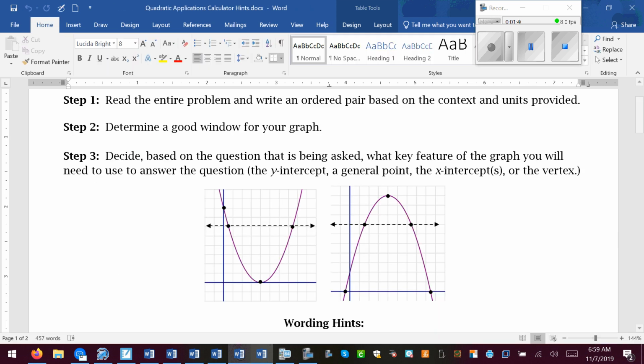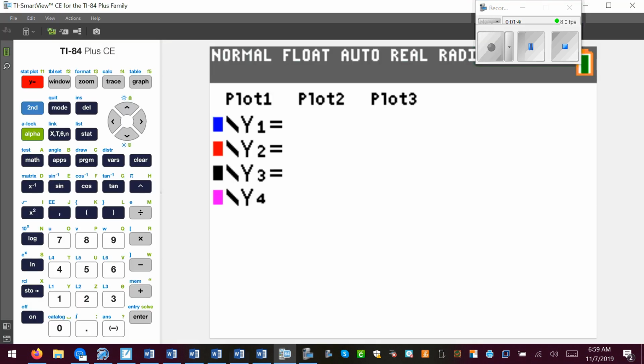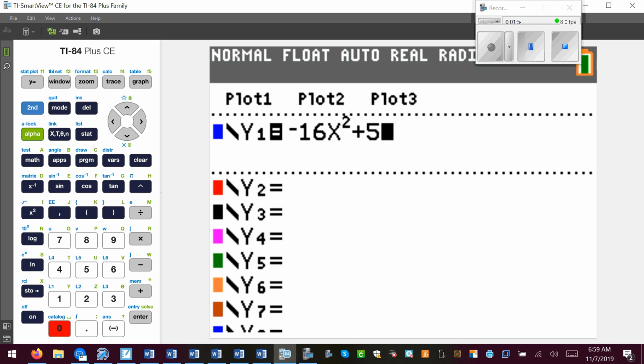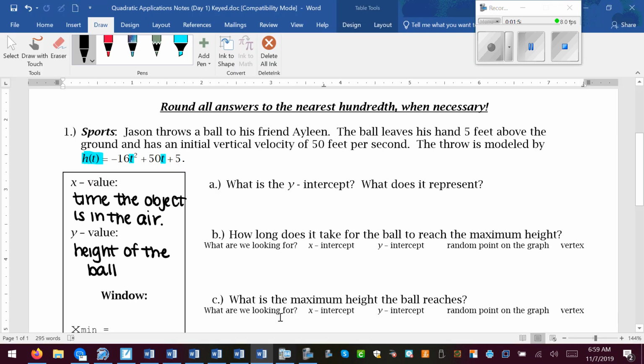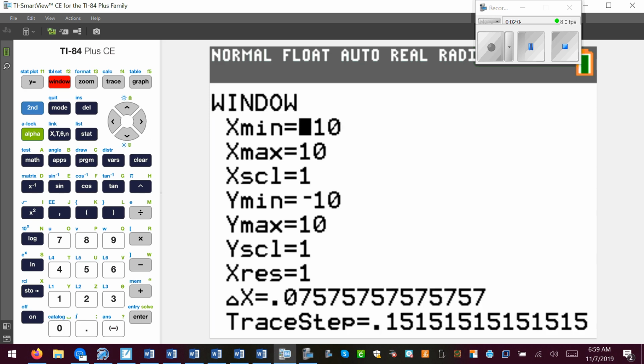If I go back to my gold hint sheet, step 2 says determine a good window for your graph. So I'm going to go to my y equals, and I'm going to enter the equation, negative 16. We're going to use x instead of t squared plus 50x plus 5. Verify that's the correct equation. I'm going to go to my window, and there's 2 ways I can approach this. I can think about it logically and reason through it, or I can also do it mathematically.